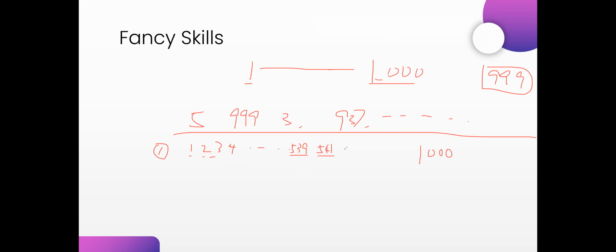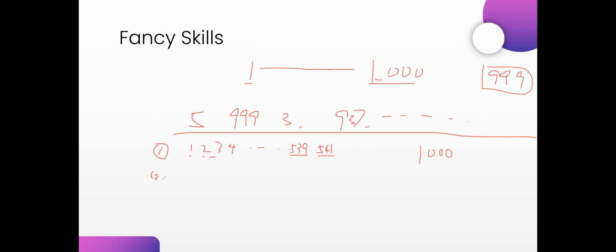Am I finding the missing number? Yes, right? So 540 is the missing number. Is this a solution? I can sort this array, right? So this is the first solution. I sort this array, and then I just search one by one, and then I can find this number.